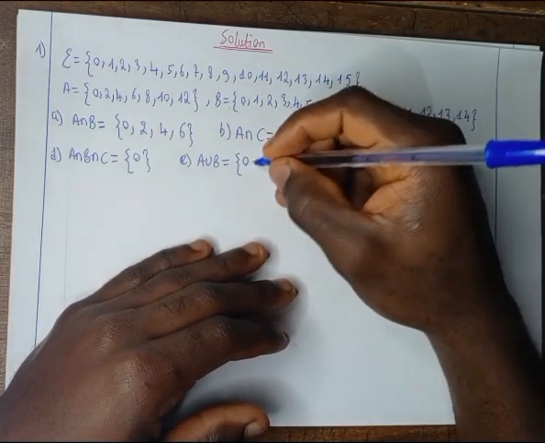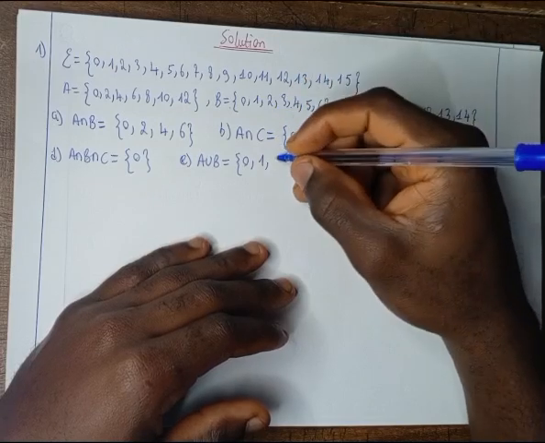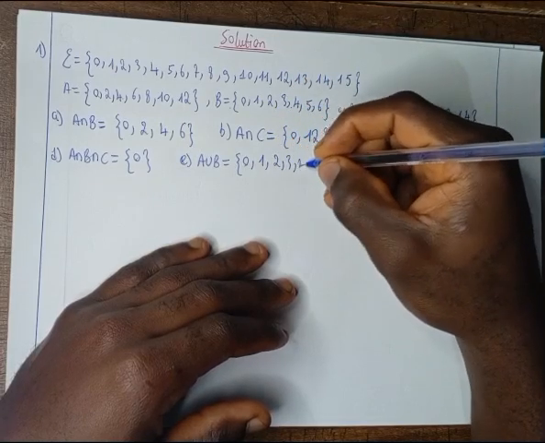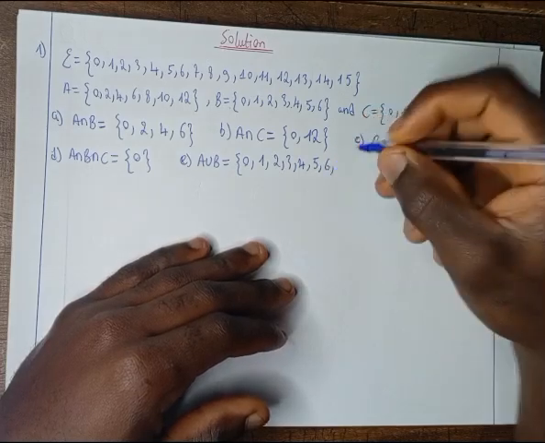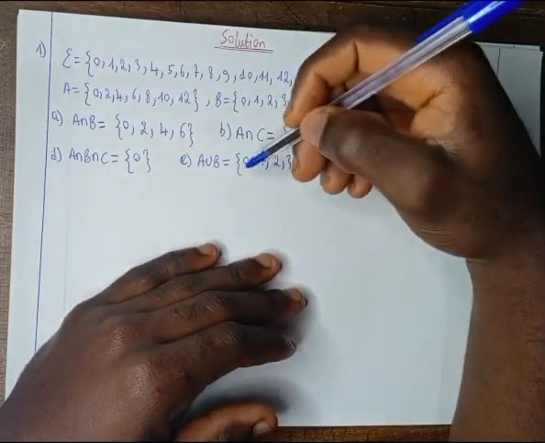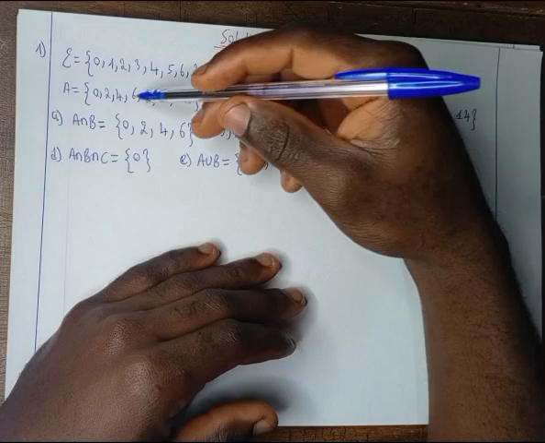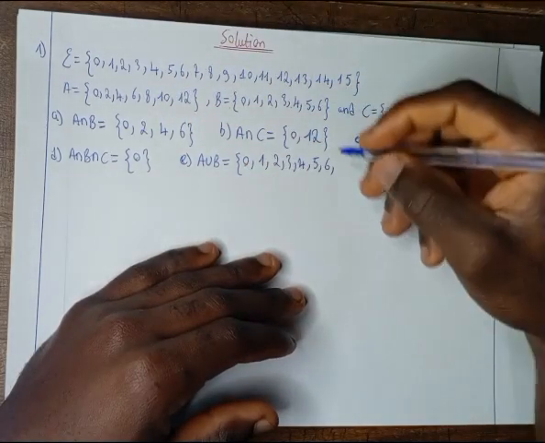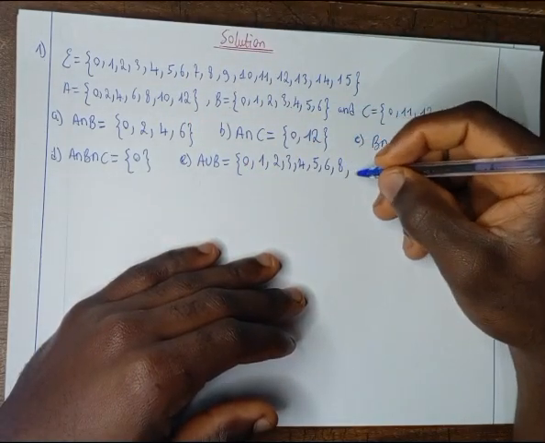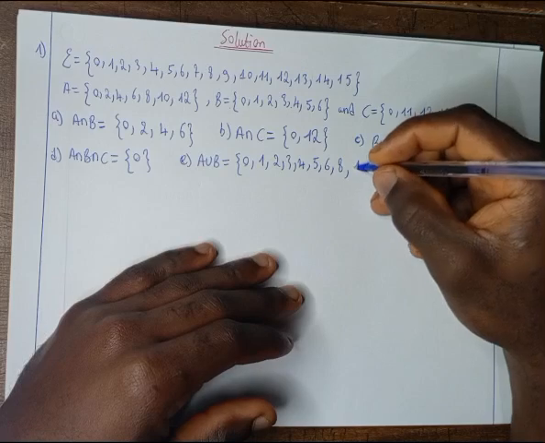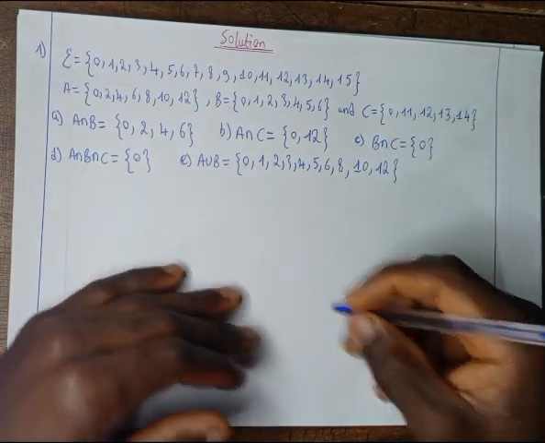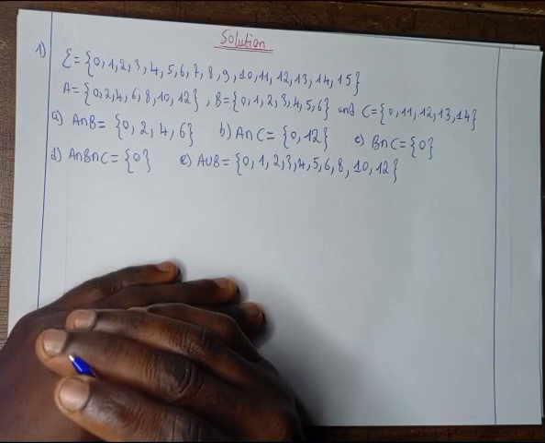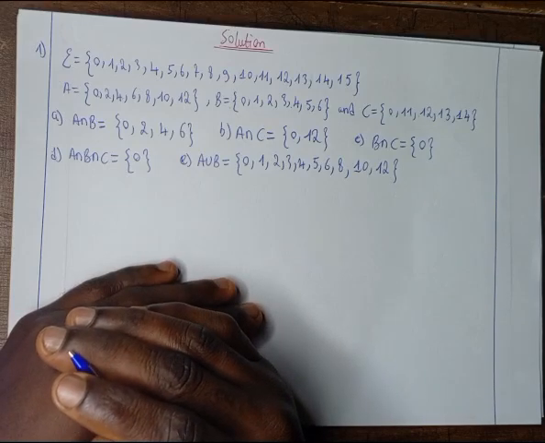We have 0, 1, 2, 3, 4, 5, 6. 0 is already here. 2 is already here, 6 is already here. Now we need to include 8. Next will be 10, and lastly 12. So these are the elements of the set A union B.